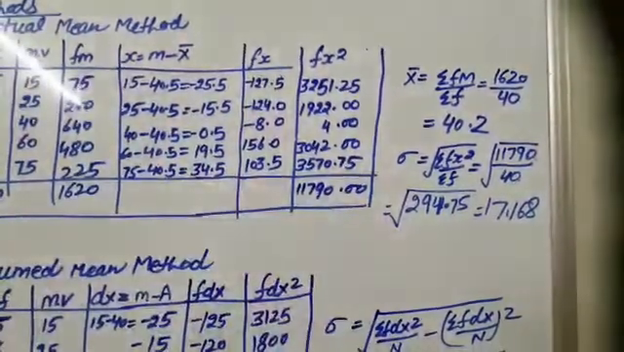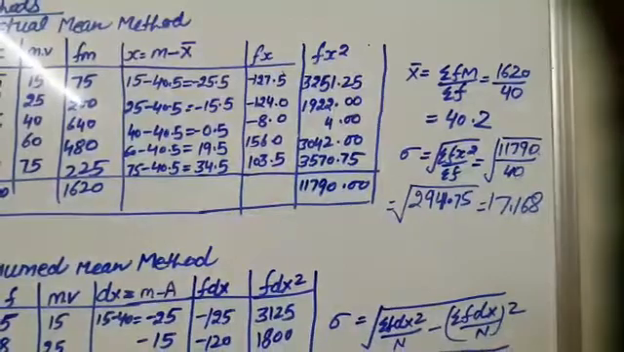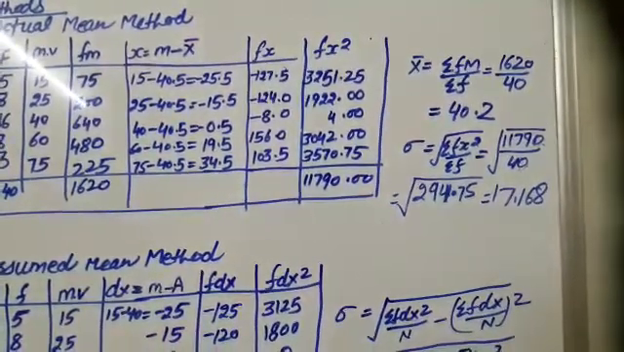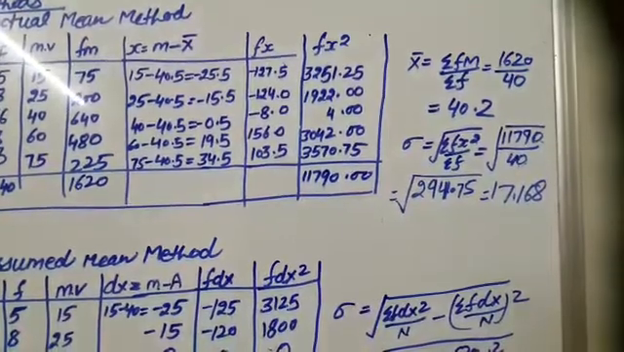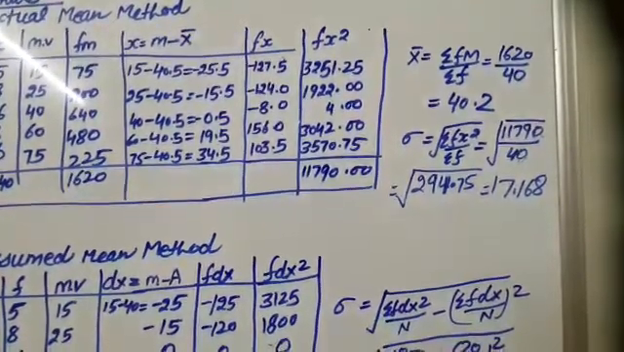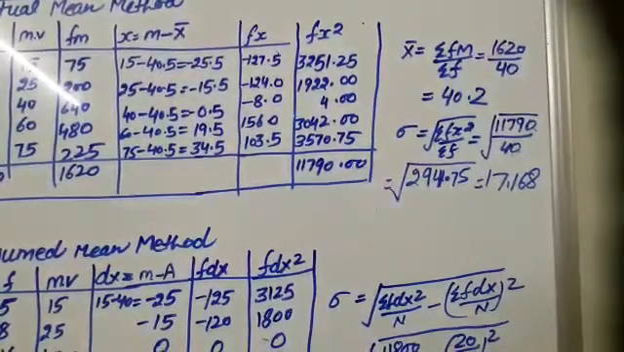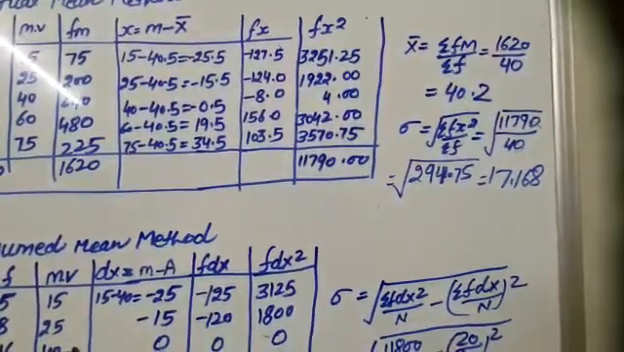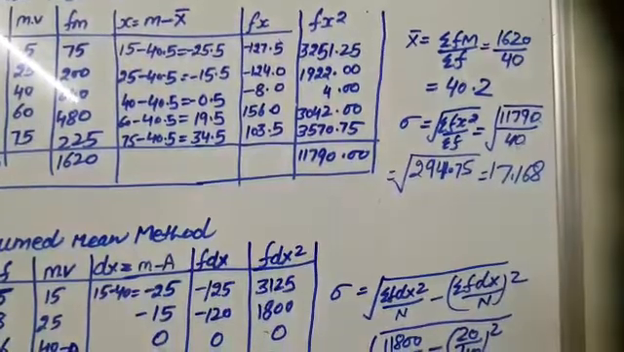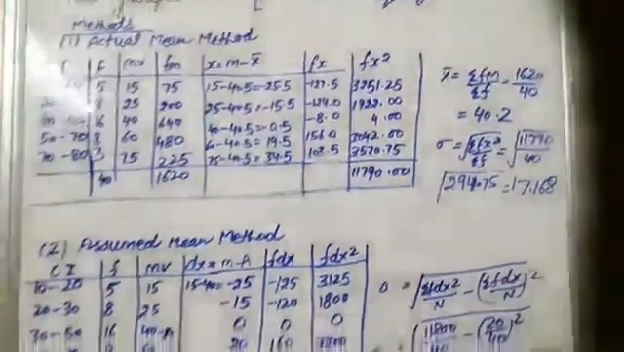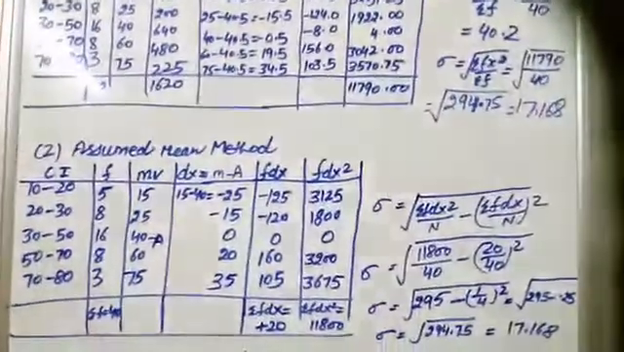Now let us put the values in the formula. Formula for calculating standard deviation is root of sigma fx square upon sigma f, equal to root of 11790 upon 40. After dividing it, we shall get root of 294.75. After calculating root, it is equal to 17.168.